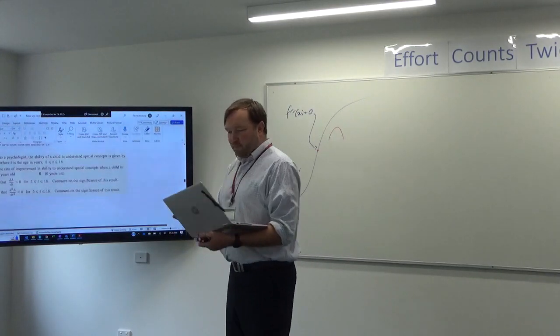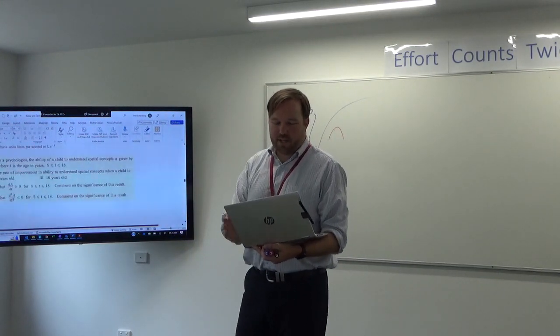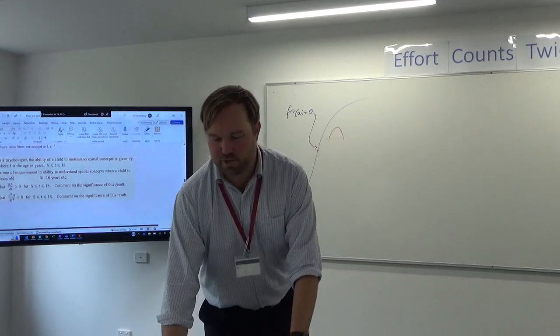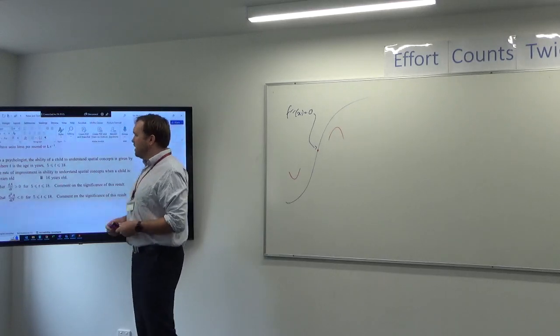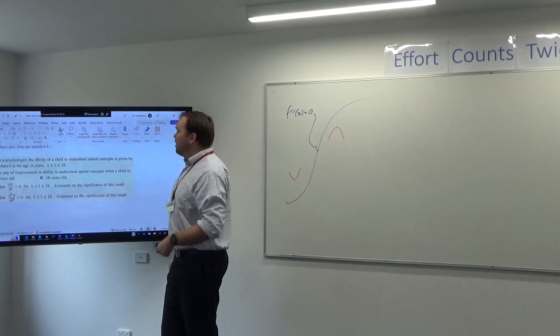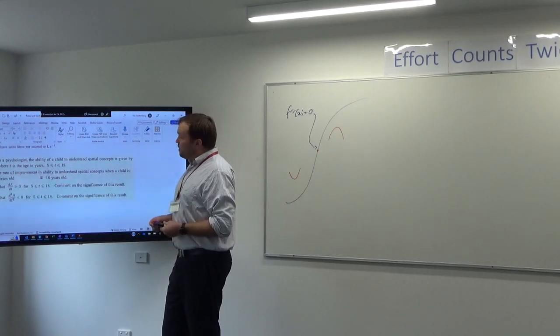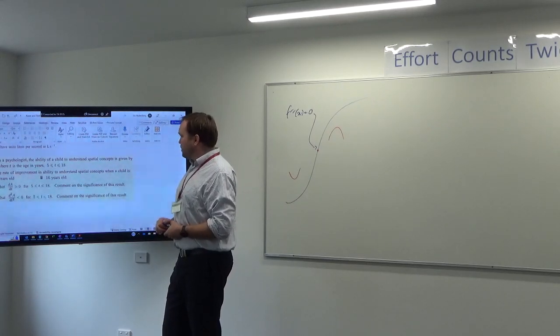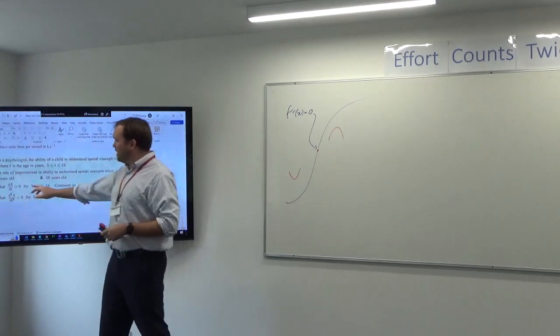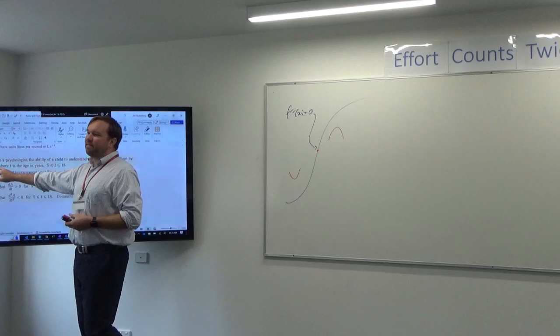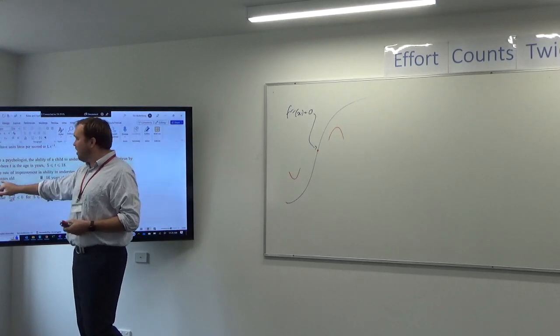So let's look at their example. According to a psychologist, the ability of a child to understand spatial concepts is given by A equals a third root t, where t is the age in years between 5 and 18. Find the rate of improvement or ability to understand spatial concepts when the child is 9 years old. I won't go through and do it, but when it says rate, what it wants is the derivative of this and then sub in 9.